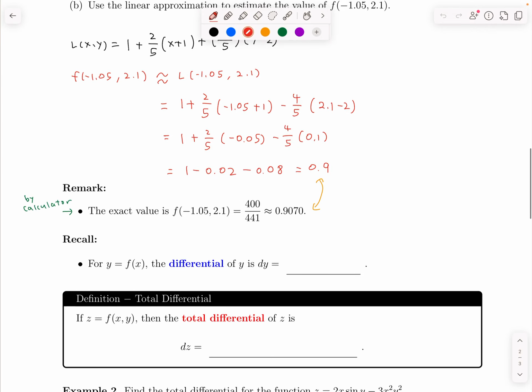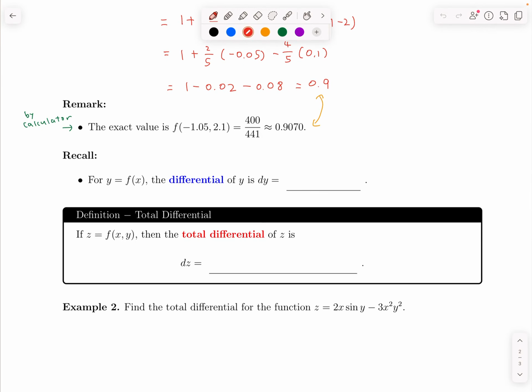The second topic we want to introduce today is the differential. To be more specific, we want to introduce the total differential. So first, let's make a quick review of the material in Calc 1. For y equals f of x, we say that the differential of y is dy, which is f prime of x dx. So basically, you can think of this as dy over dx equals f prime of x, and then multiply both sides by dx to get the formula right here.